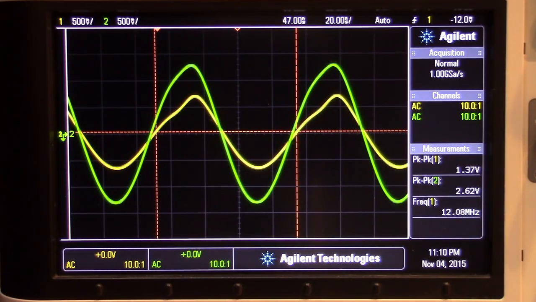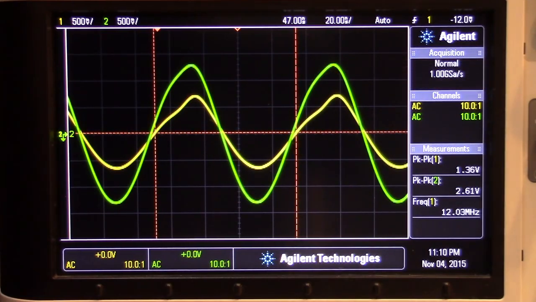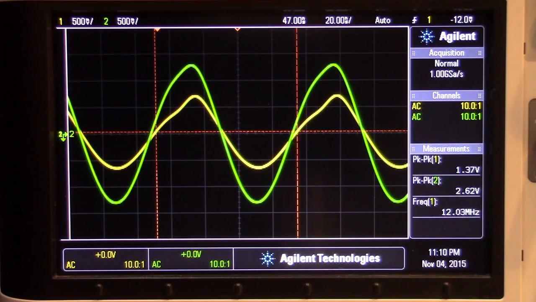Now you'll notice that these are not very sinusoidal waveforms. And that's not terribly uncommon for Colpitts oscillators. Once the amplitude reaches this steady state, the transistor actually spends very little time in its linear region. Most of the time it's spent either in cutoff or saturation. So you do get kind of distorted waveforms out of most Colpitts oscillators.